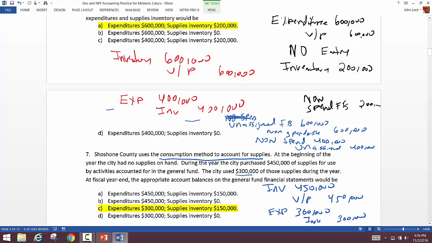Now, when I purchase the inventory, I would have had this debit for 450 when I bought it, right? And then I just credited it for what? 300, so it has how much left? 150. Okay, is that the answer?